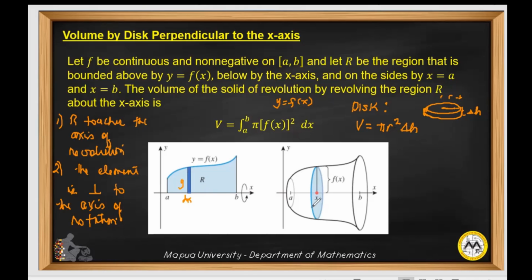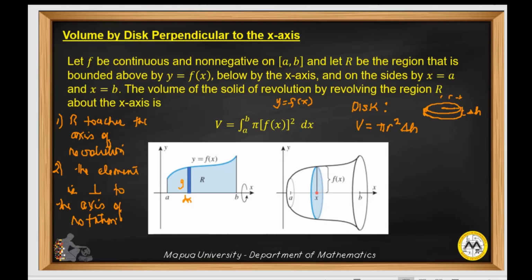So if we have this element, the circular disc, the radius of the circular disc is actually the length of the element. The length of the element is y, which is equal to f of x, and the thickness is the differential of x. So the volume is equal to pi times the radius squared times the thickness, and we evaluate the integral from the lower limit a to the upper limit b.